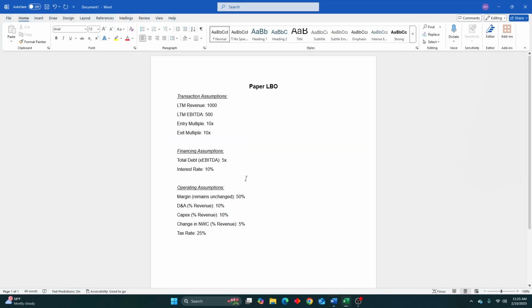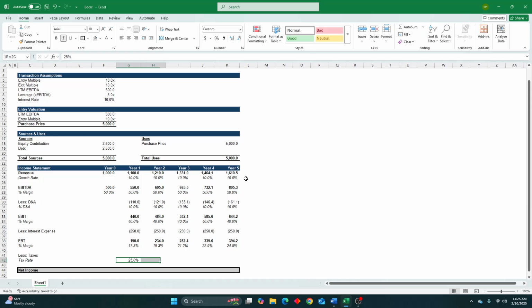And then for our taxes, in the prompt it says that we should assume a 25% tax rate. So code that in. And we'll just do our negative tax rate, or our tax rate times our EBT to get our tax expense. Then for our net income, we're going to add the taxes to our EBT. We can paste this over. So now we have the income statement portion of our paper LBO done.